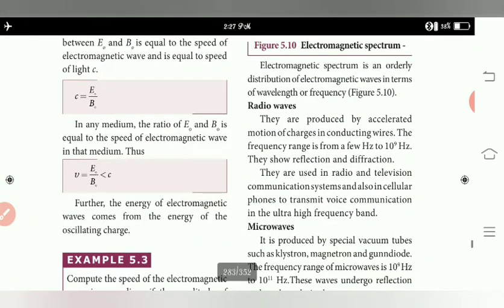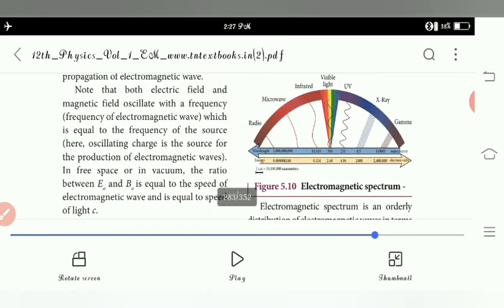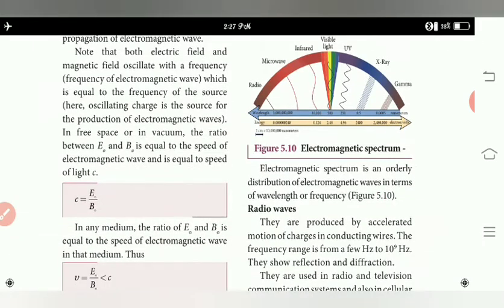The next one, this phenomenon is known as the electromagnetic spectrum. Look at the picture. Electromagnetic spectrum: radio wave, microwave, infrared, visible light, UV ray, X-ray, gamma ray. Look at the frequency ranges and the wavelengths.